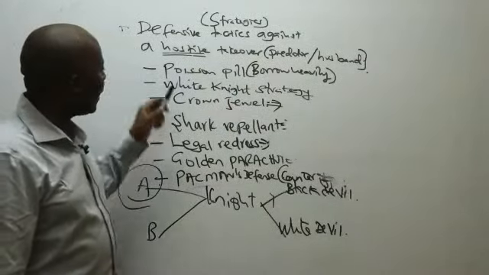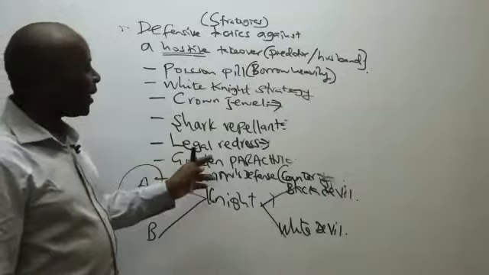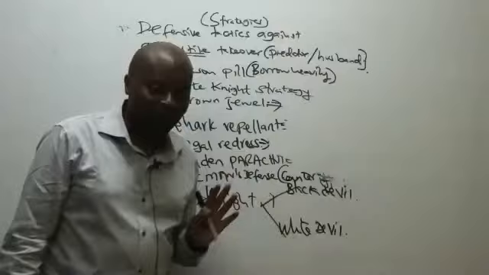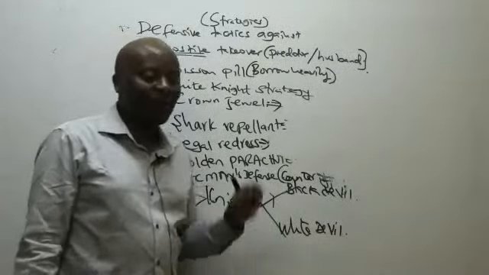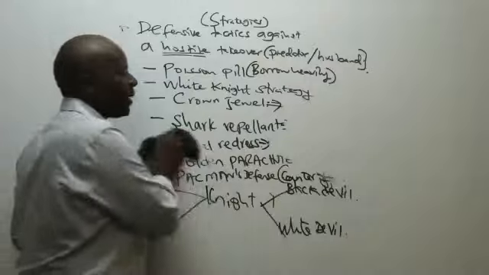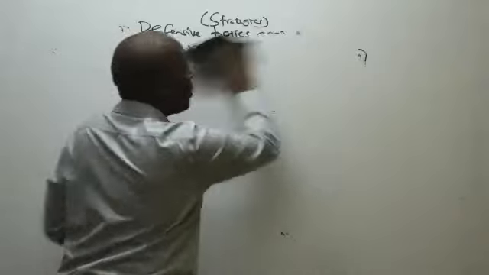So is there any that I haven't explained here? Yes, we have the golden parachute. Is there anybody who has ever seen a parachute in their lifetime? What is a parachute?